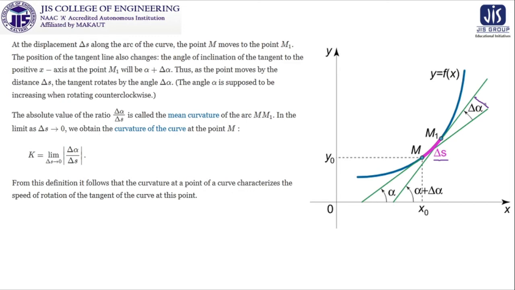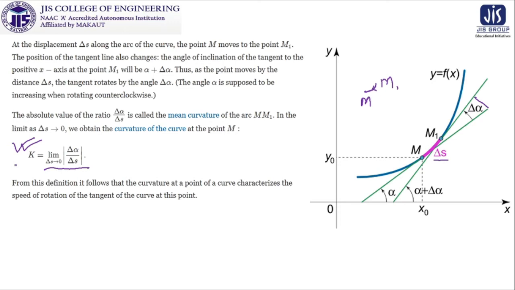So what we are doing: if this delta s is approaching 0, then M1 on this curve will be approaching M, this will approach the point M. So if delta s is tending to 0, then delta alpha will also be very small for that particular point on this curve. If there is a sharp change, then there will be a big change also. So this ratio is taken into account and the limiting value is considered, and this limit, if it exists, we call it the curvature of the curve at the point M.